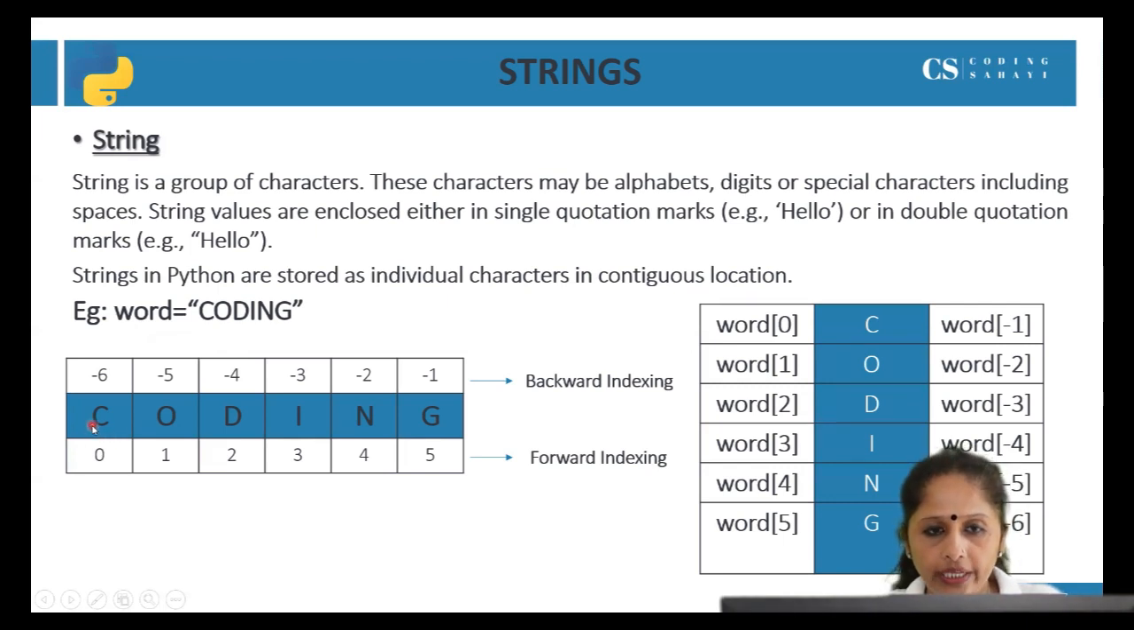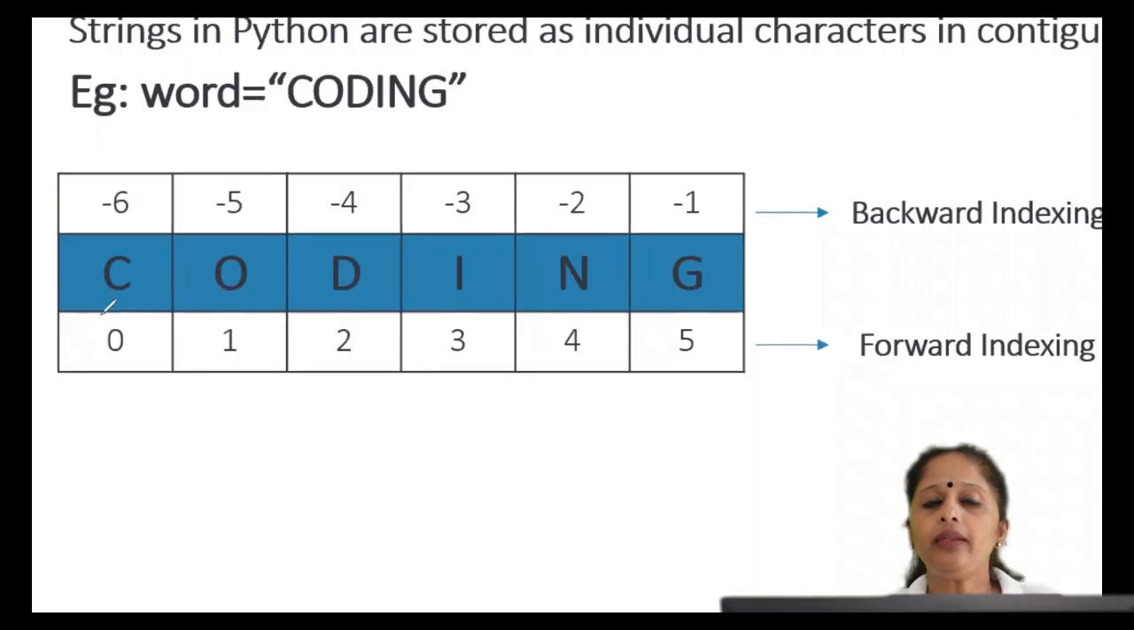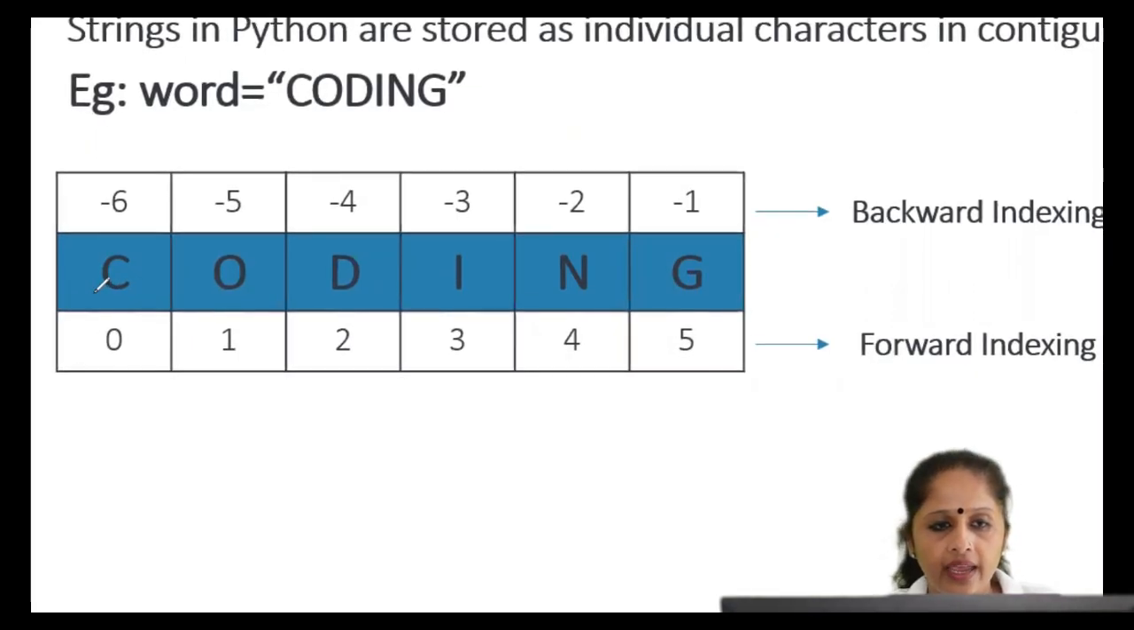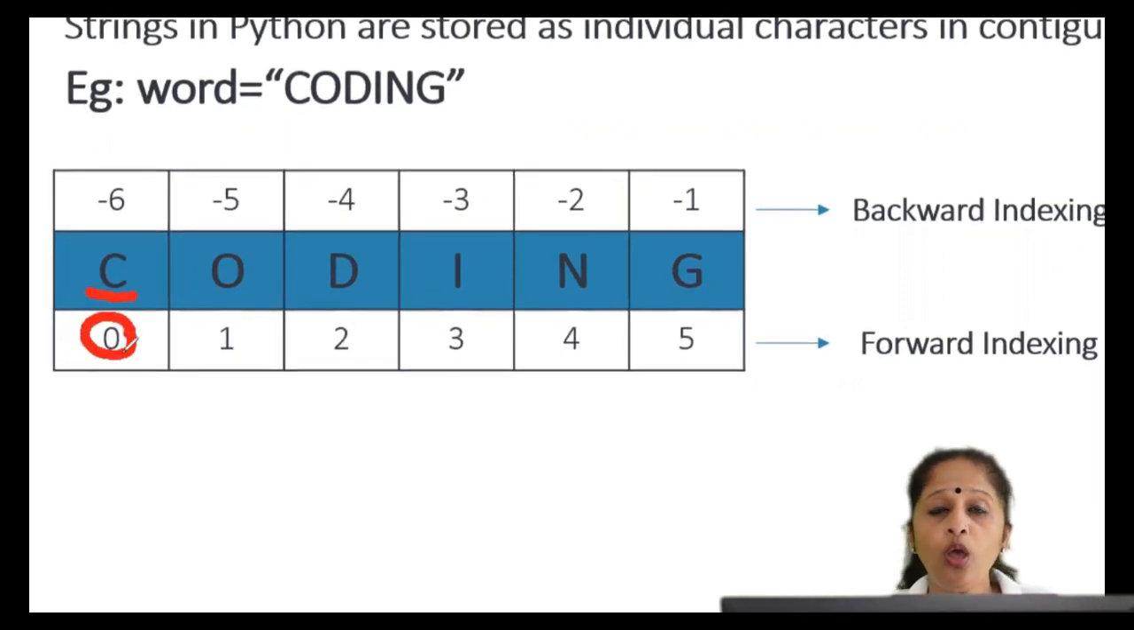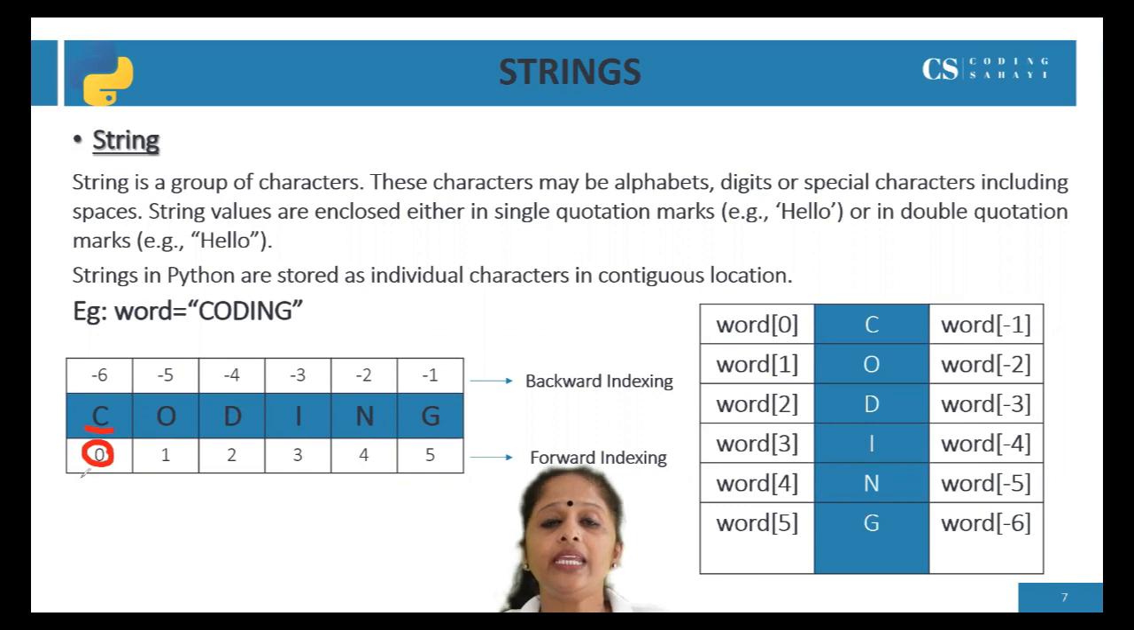Here I have written coding, and you can see the positions 0, 1, 2, 3, 4, 5. This is what we call indexing. Here we have C, and C is in the 0th place, or the index of C is 0. We can say word of 0 is equal to C, with the index written inside square brackets.